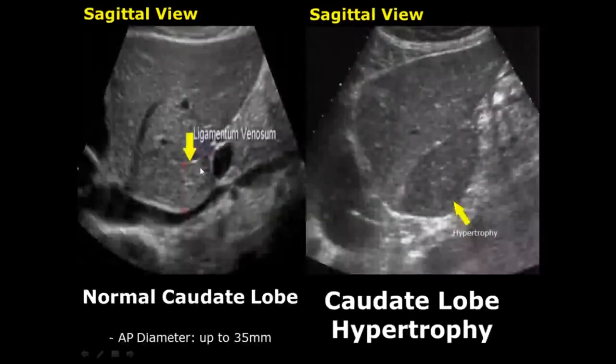Here we have the caudate lobe in sagittal view. It should measure 35 millimeters in AP diameter, and this line here is the ligamentum venosum, and over here is the hypertrophy of caudate lobe. You can see it is enlarged. It occurs in conditions such as liver cirrhosis.